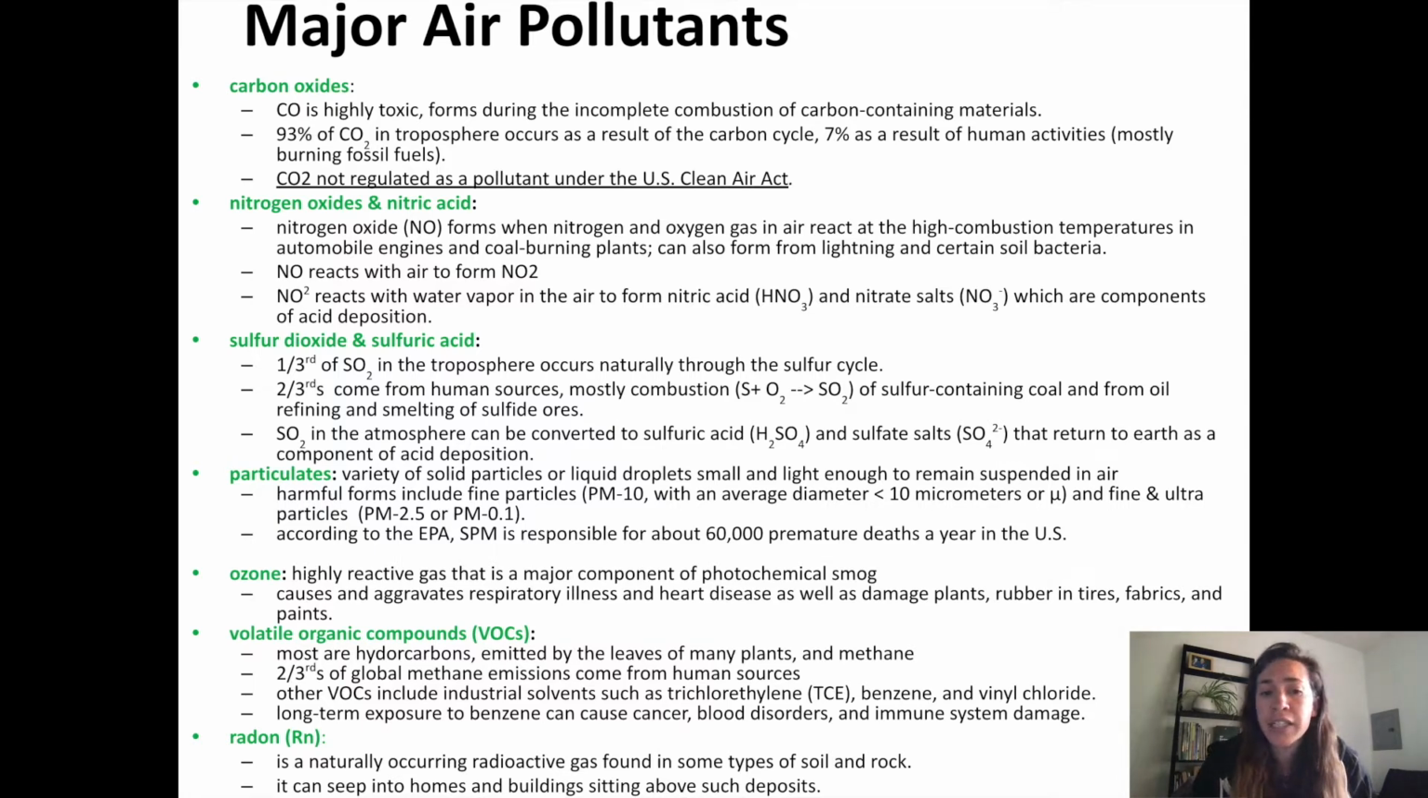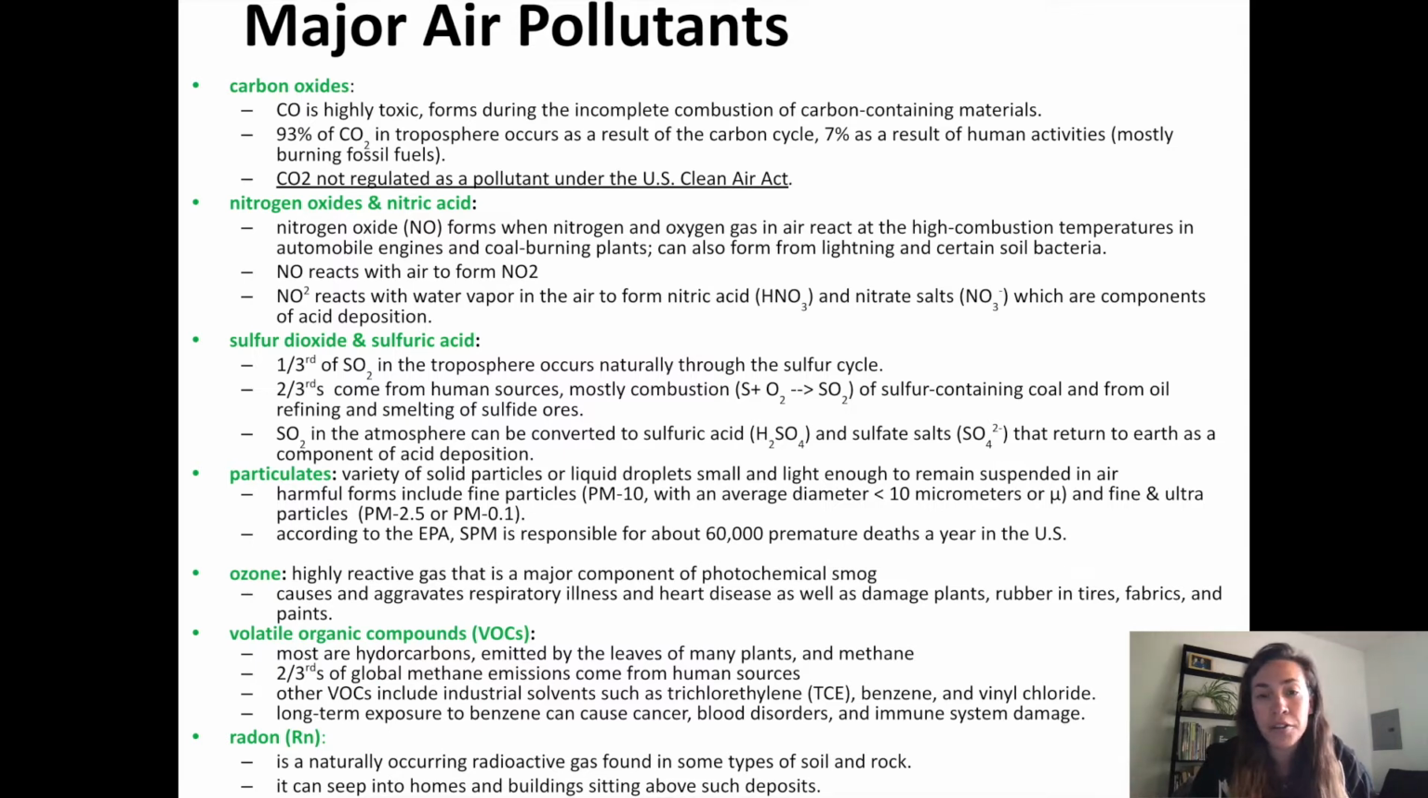VOCs are volatile organic compounds, hydrocarbons emitted by plants. Methane would be an example of this. But right now, most of the methane being emitted is from human sources. And these VOCs have problems because often they're either going to get into the system and do damage, or they have some sort of long-term effects, like benzene, for example. Once it enters into the body, it might stay because we don't have a lot of enzymes that break it down, and it can cause a significant number of issues in different parts of the body.